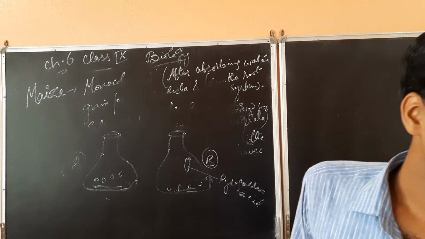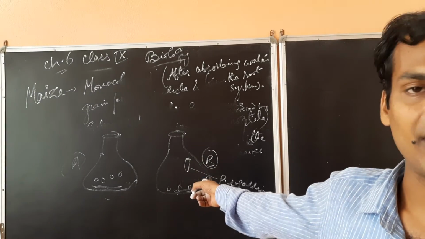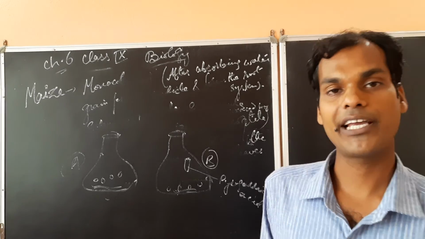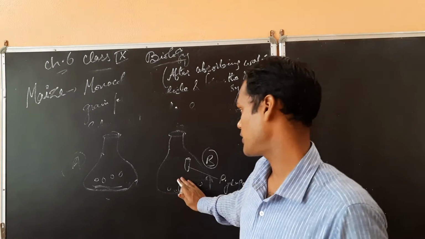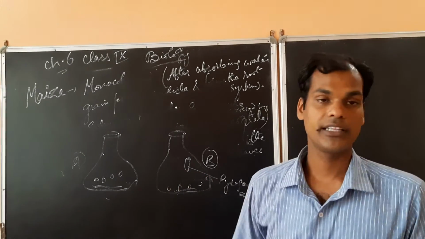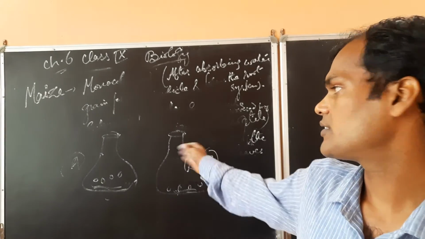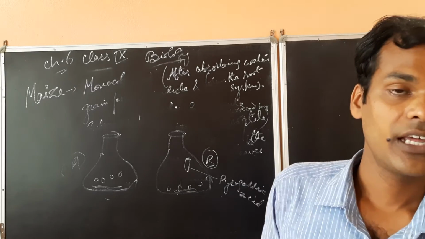So what you will see, seeds in flask A will germinate, while seeds in flask B will not germinate. The reason is flask B contains the pyrogallic acid. The pyrogallic acid absorbs all the oxygen, so oxygen is not present, and due to the deficit of oxygen in flask B, germination will not take place. This is a simple experiment which proves that oxygen is necessary for germination.